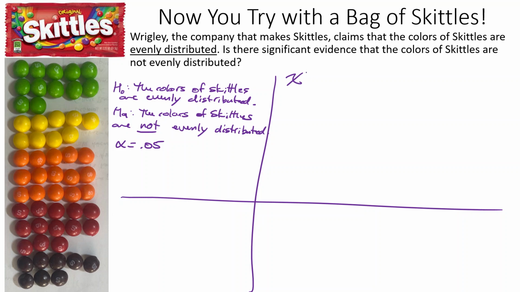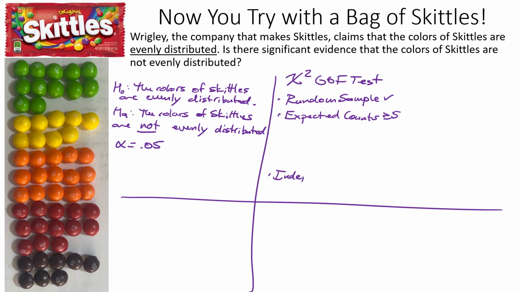There's lots of proportions here, so we're doing a chi-squared goodness of fit test. All right, this is a random bag of Skittles. In fact, any bag of Skittles I would take from the factory that's out for sale would be a random bag. We're going to look at the expected counts in just a second. We want them to be greater than or equal to 5, so we'll check on that. And then for independence, our N is how many Skittles we have here. So we're going to need to know how many Skittles we have. Let's take a look at this.